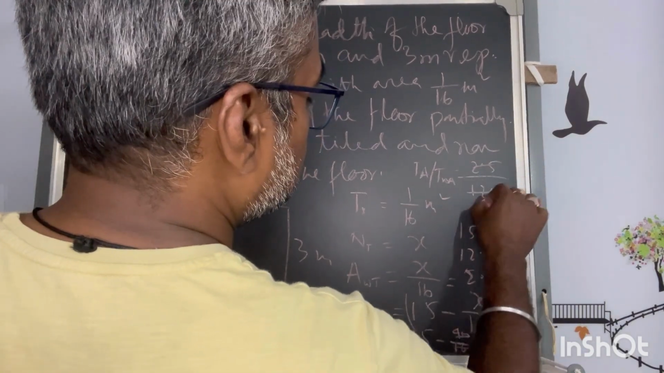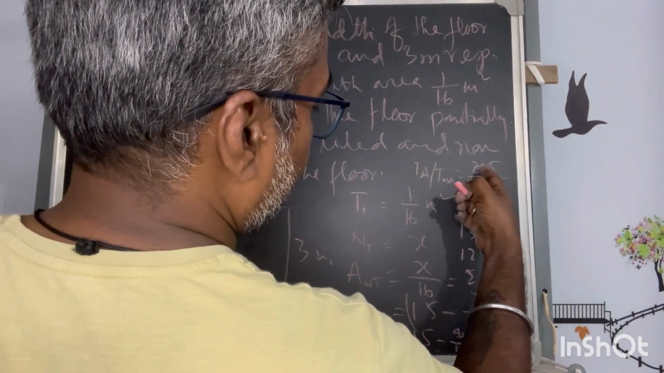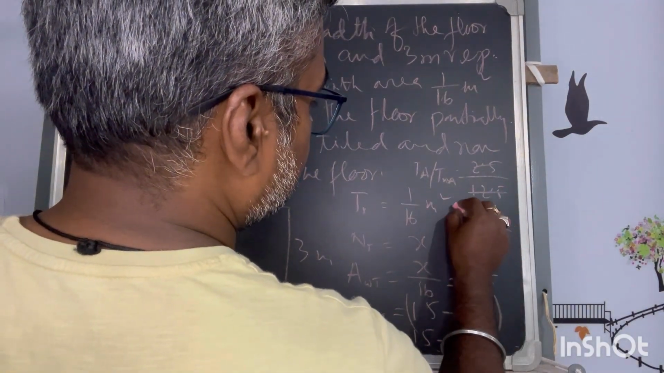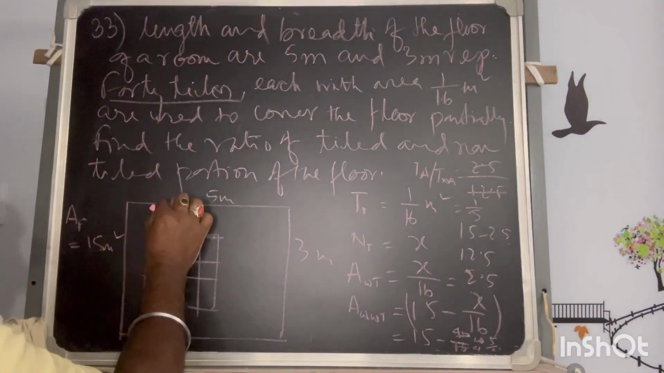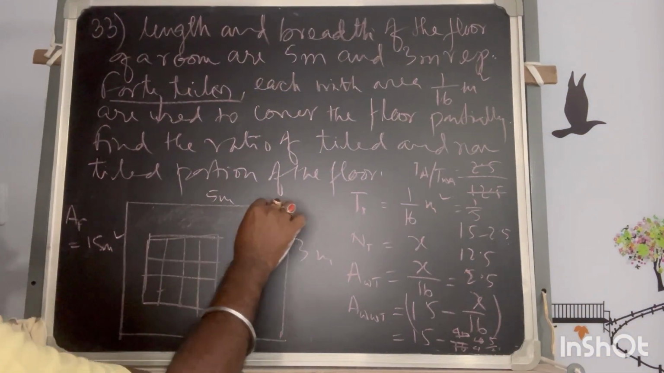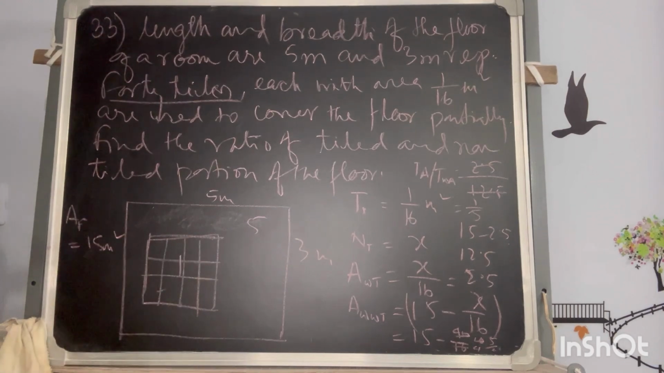So how much is it? 5 times? Yes, 5 times. It is 1 by 5. So 1:5 is the case. If you say 5 parts, this is 1 part, 1:5. This is tiled area and without tiled area. Okay.